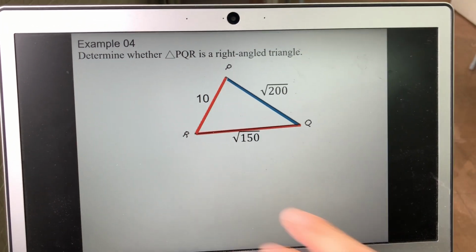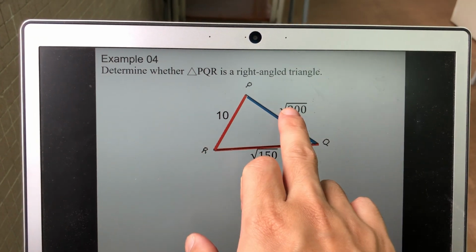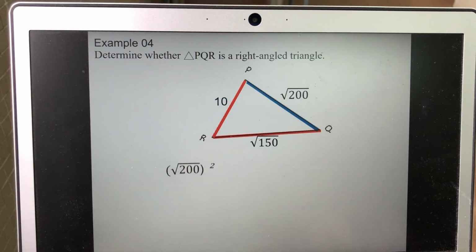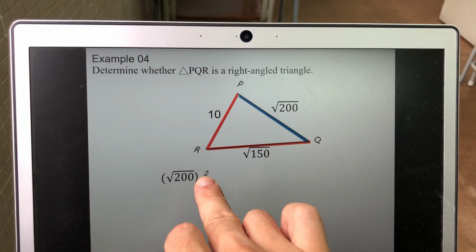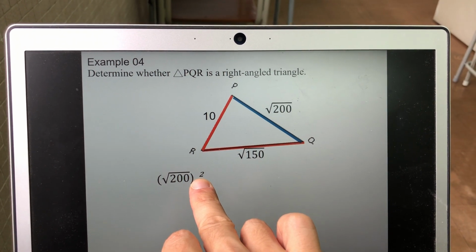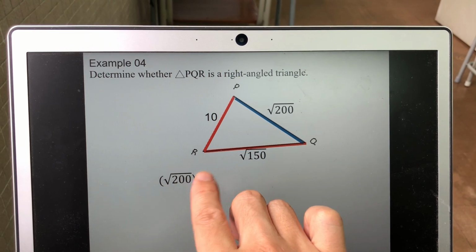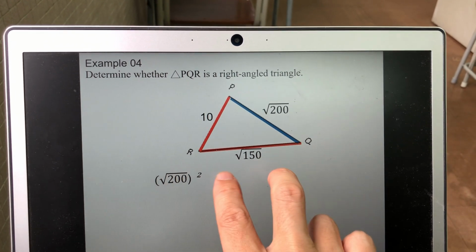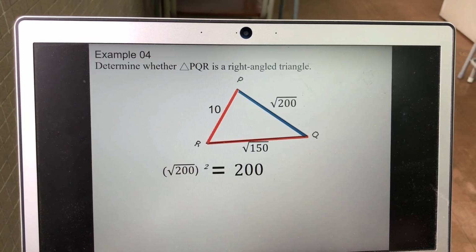Okay? So, first of all, what do we need to find? The longest length to the power of 2: square root of 200 to the power of 2. Do you need to use a calculator? Yes or no? No, because we can just simplify, cancel out square and square root, and the result is 200.